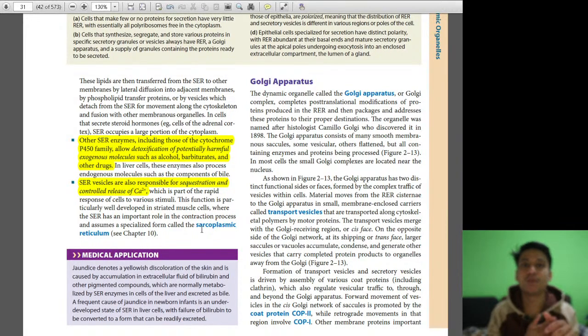Its most important functions are three. First one is it has enzymes which produce what? Polypeptides and steroids. Also, its other important function is detoxification with the help of some enzymes. What enzymes? Of family P450, cytochrome P450. And its third important use is sequestration and release of calcium ion whenever required with the stimulus.